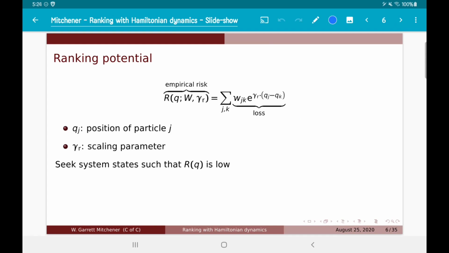In terms of data science, you can also interpret this as an empirical risk function, and the terms on the right-hand side here are essentially loss terms. Exponential loss functions like this are used in a number of statistical learning theory applications, which is why I've chosen this particular form to use in the dynamics.